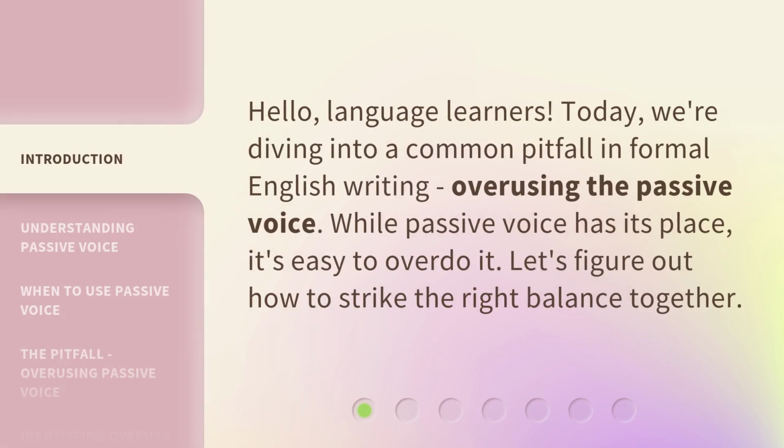Hello, language learners. Today, we're diving into a common pitfall in formal English writing: overusing the passive voice. While passive voice has its place, it's easy to overdo it. Let's figure out how to strike the right balance together.